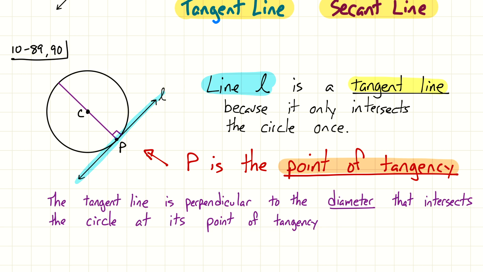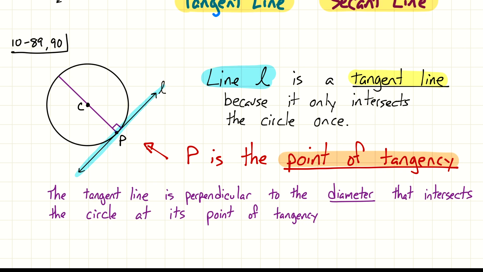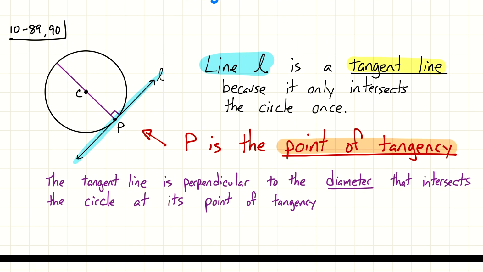And so as I stated here, the tangent line is perpendicular to the diameter that intersects the circle at its point of tangency. So I could draw in a different diameter, but it's not touching the point of tangency. But as soon as I draw one that touches this point P, we know it's going to be perpendicular. So with a tangent line, technically what they're trying to tell us is you have a perpendicular line to the diameter, if you need to use that. So that's what we're going to use moving forward.